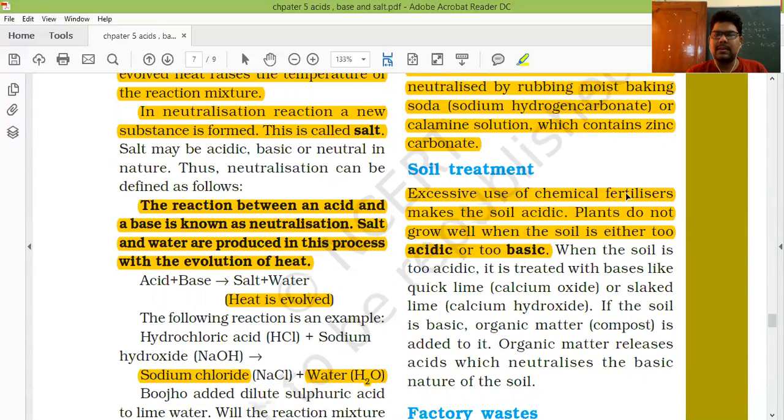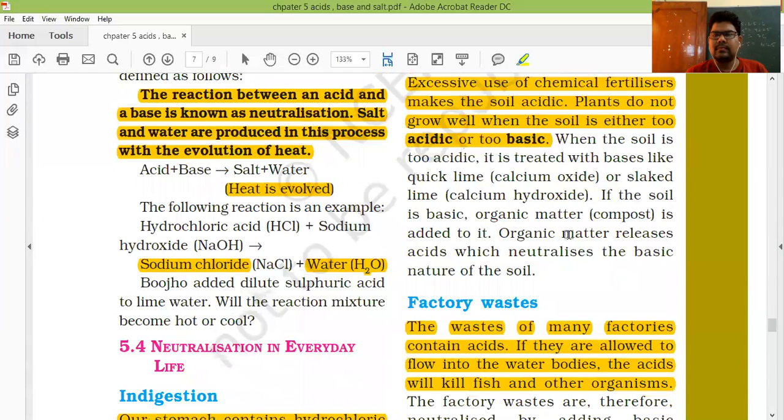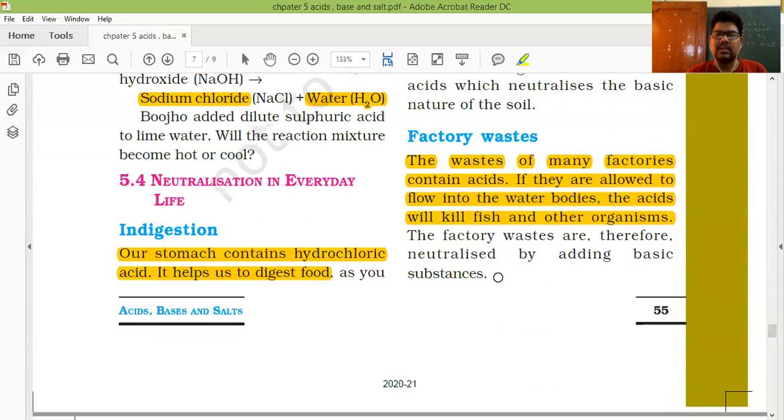Next is soil treatment. Excessive use of chemical fertilizers makes the soil acidic and the plants do not grow well. The soil can be either too acidic or too basic. When the soil is too acidic, it is treated with a base like quicklime, calcium oxide, or slaked lime, calcium hydroxide. If the soil is basic, organic matter is added to it. The organic matter releases acids which neutralize the basic nature of the soil.